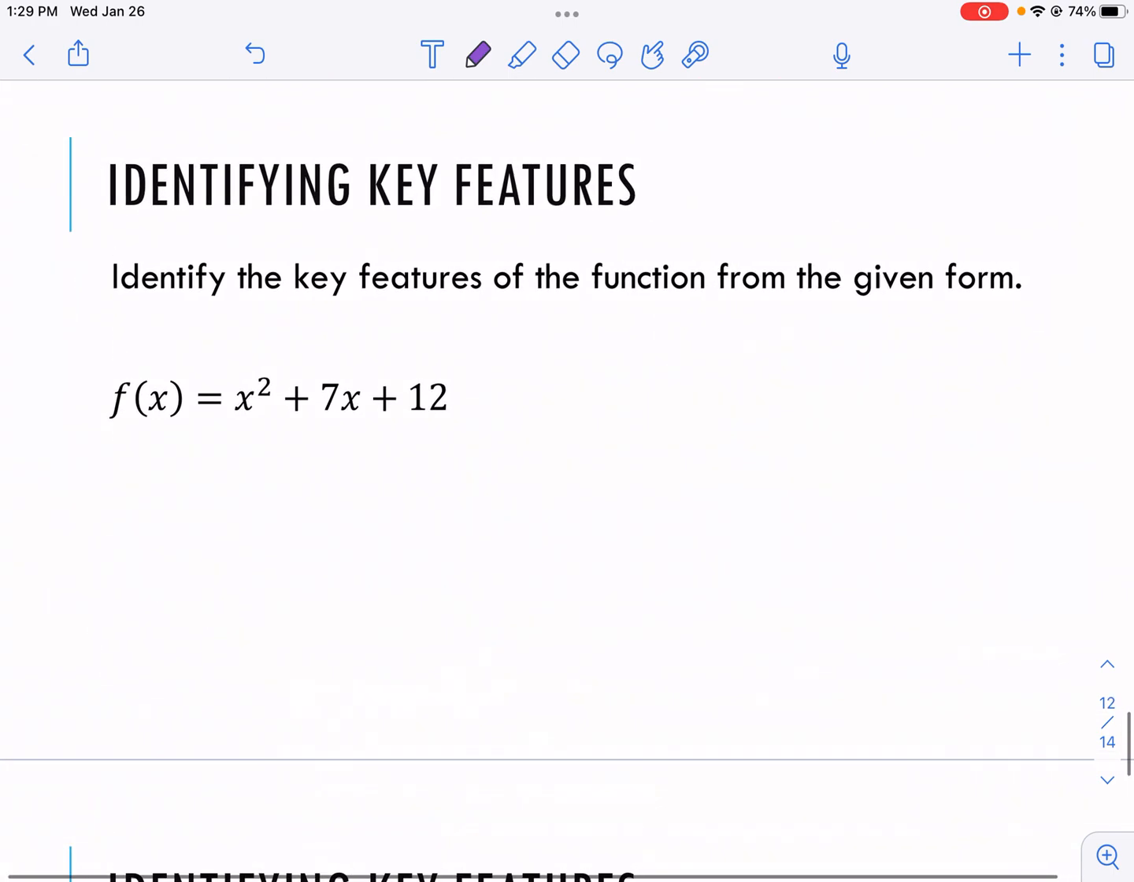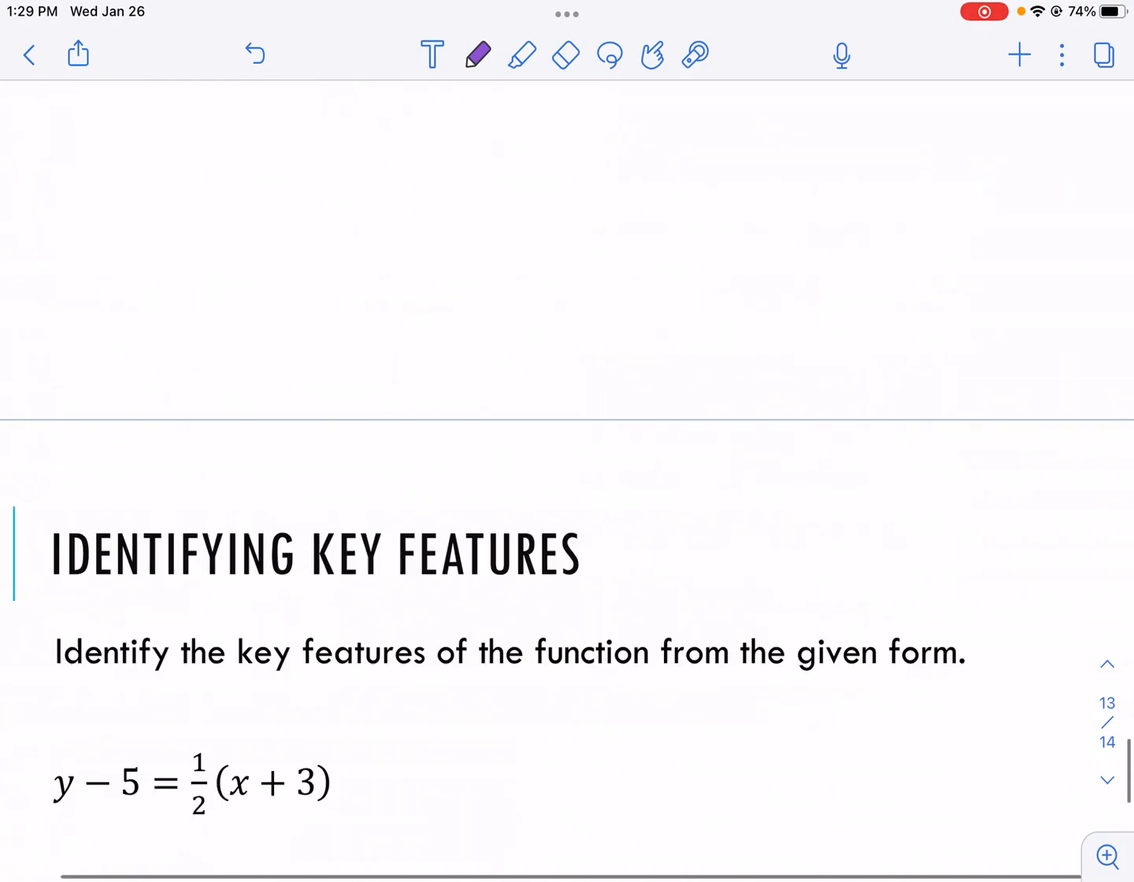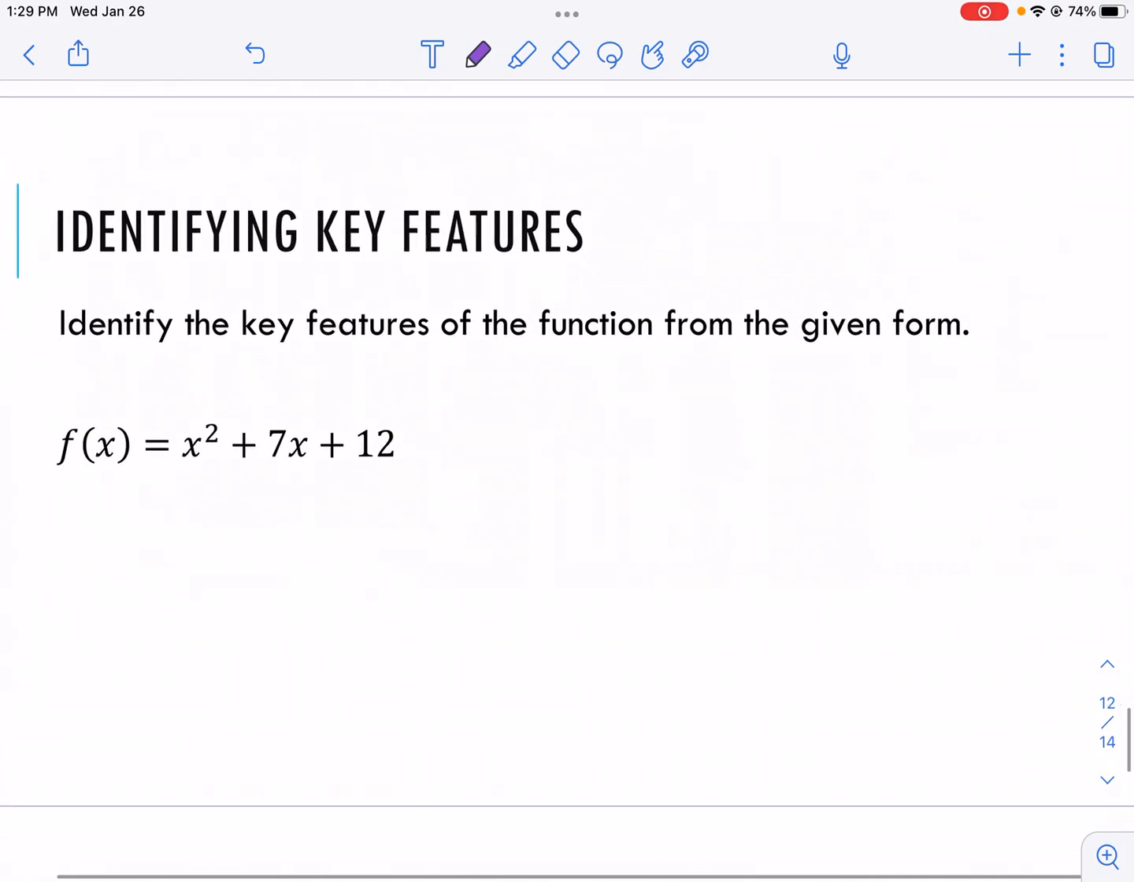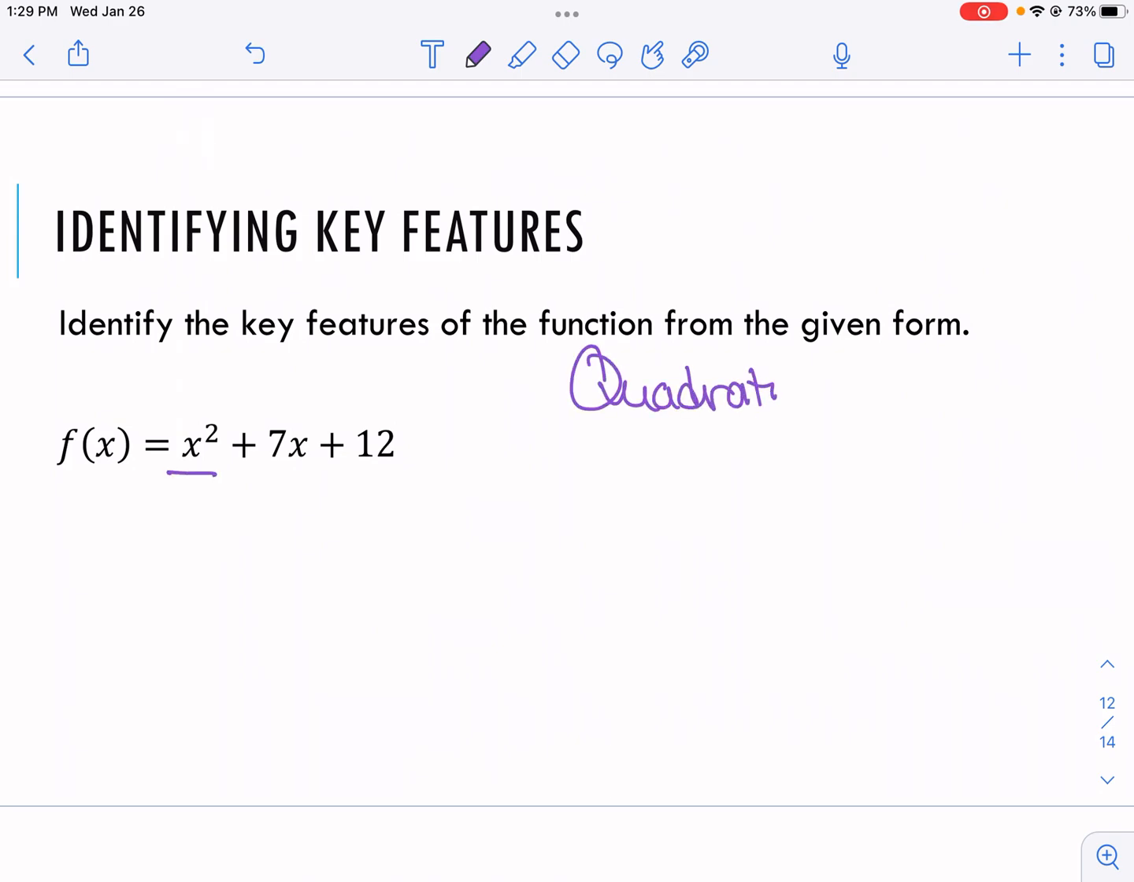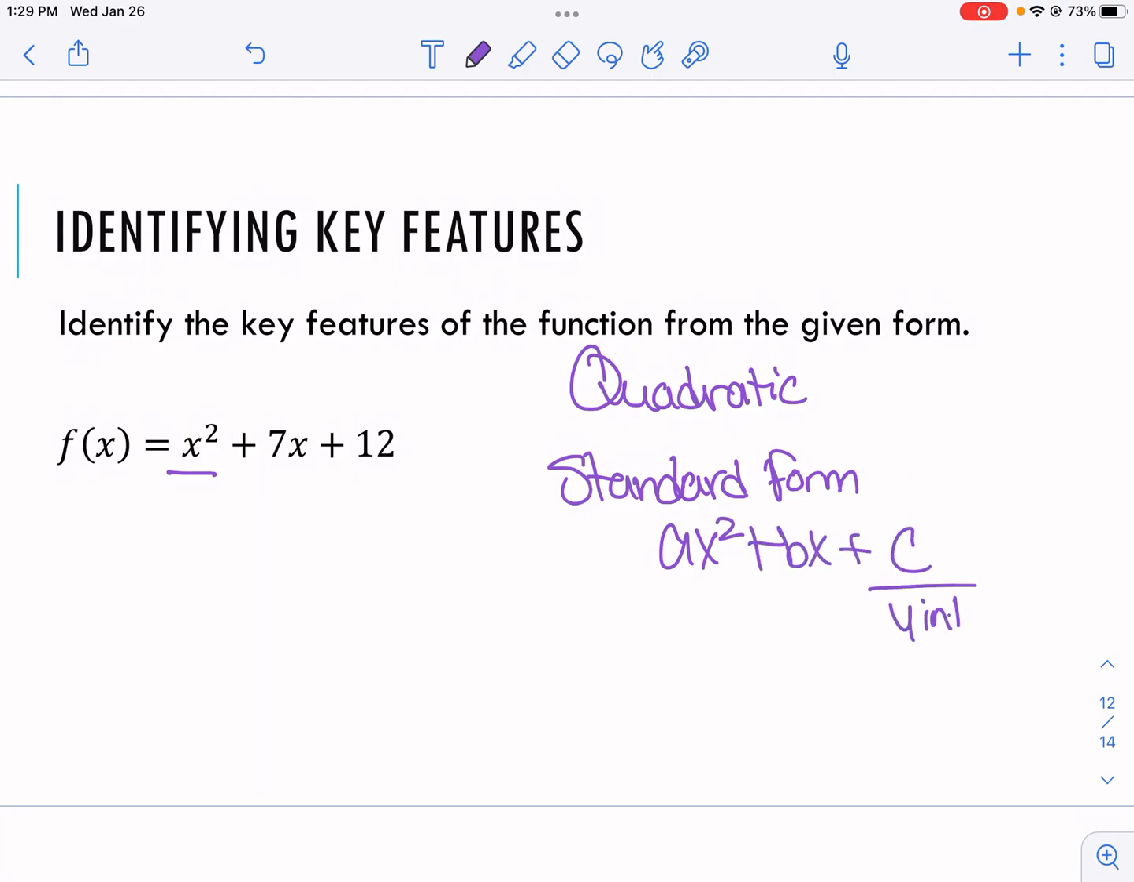All right. We have 2 more examples here. So second to last one, again, a degree of 2, so it's quadratic. I look back, it's standard form, which is ax squared plus bx plus c. And in standard form, this is our y-intercept. That's what we get. So here, if I look, 12 is our y-intercept.